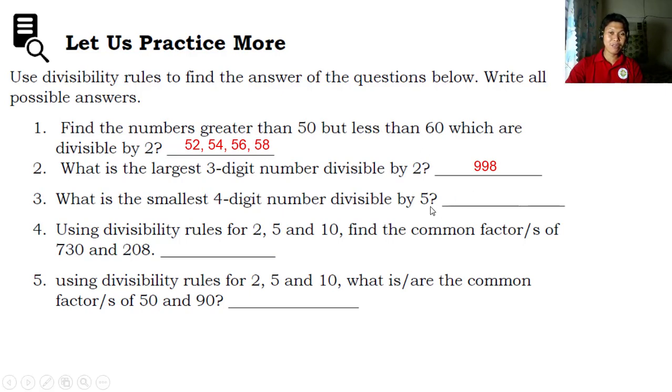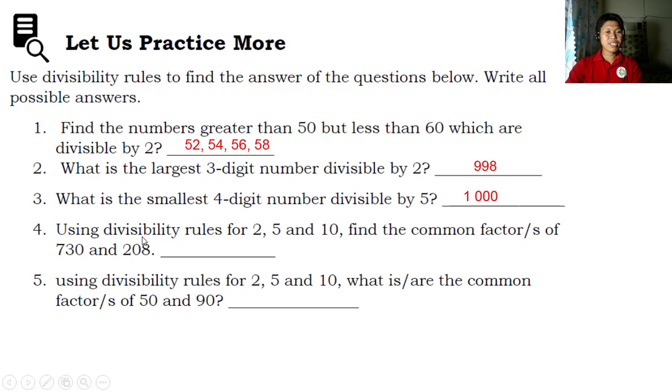Dapat divisible by 5. So, dapat ang ending is 5 or 0. So, 1, 0, 0, and then decide ka, 5 or 0. Siyempre, mas maliit ang 0. So, 0 ang end mo. So, 1, 0, 0, 0. Ibig sabihin, it is 1,000.